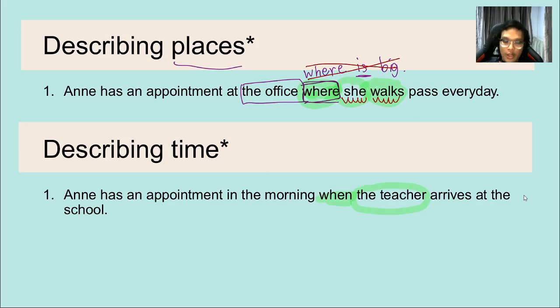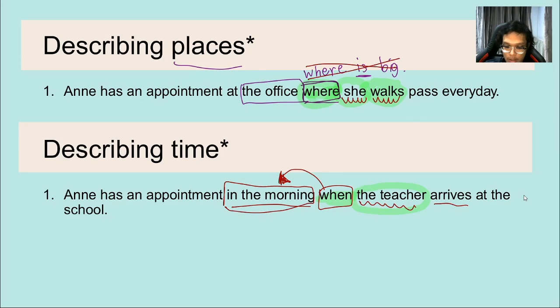Okay, so here again, describing time. When you want to describe time, you use "when", right? "When", with a subject and then a verb. But here, you need to remember that if you want to describe a time, you have to have a time, which is a noun, first. In the morning, when what? The teacher arrives at the school.